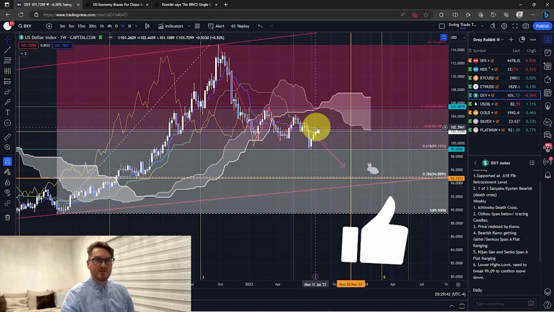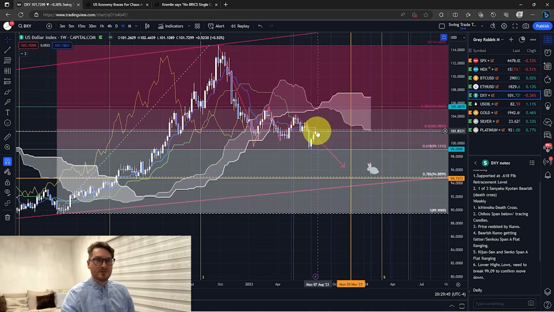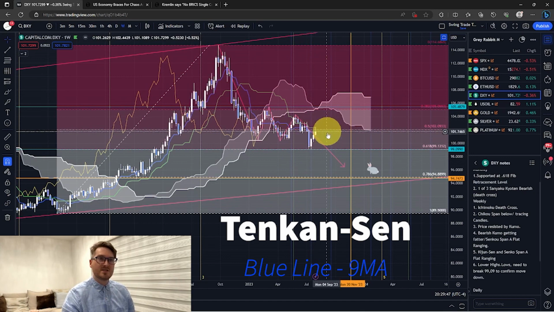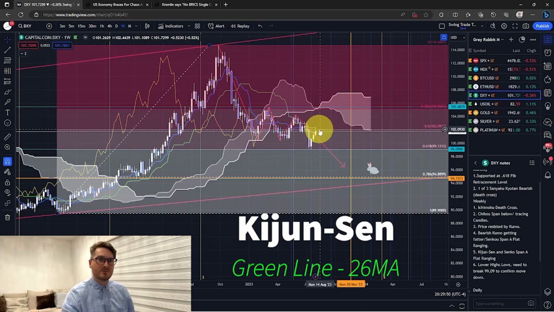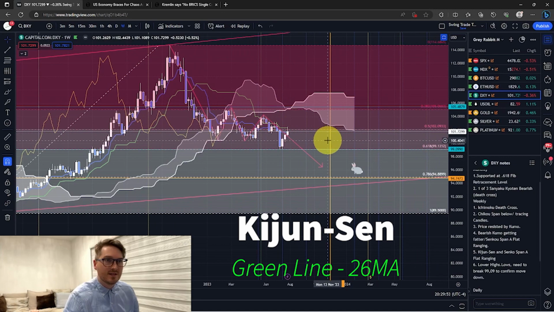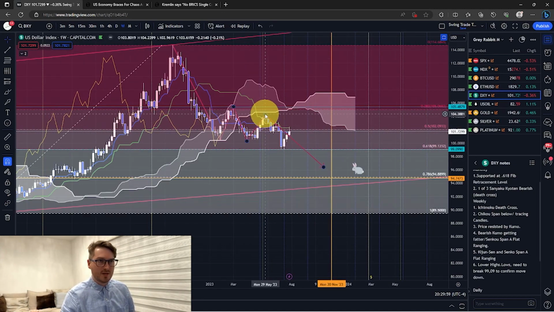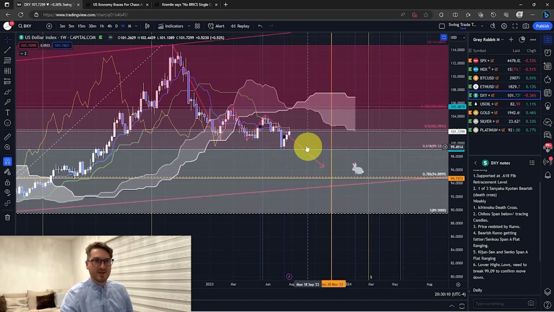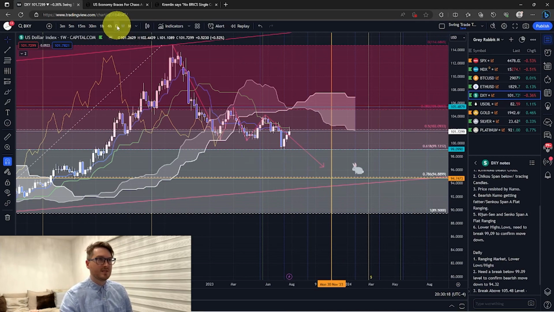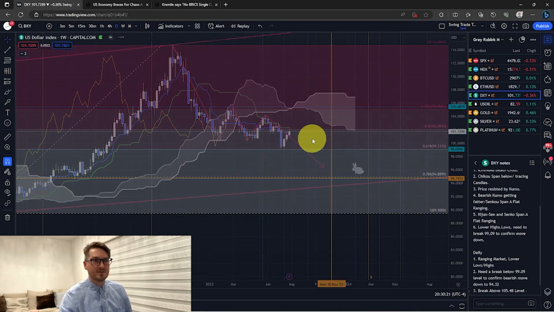Tenkan-sen and Kijun-sen are both flat. But it looks like price is getting resisted right now in this area, by the Kijun-sen. We have lower highs and lower lows. And I'm expecting that if price closes below this $99.09 level, this is going to confirm this move down to $94.74. But let's take one more look at the daily and just see some more details.